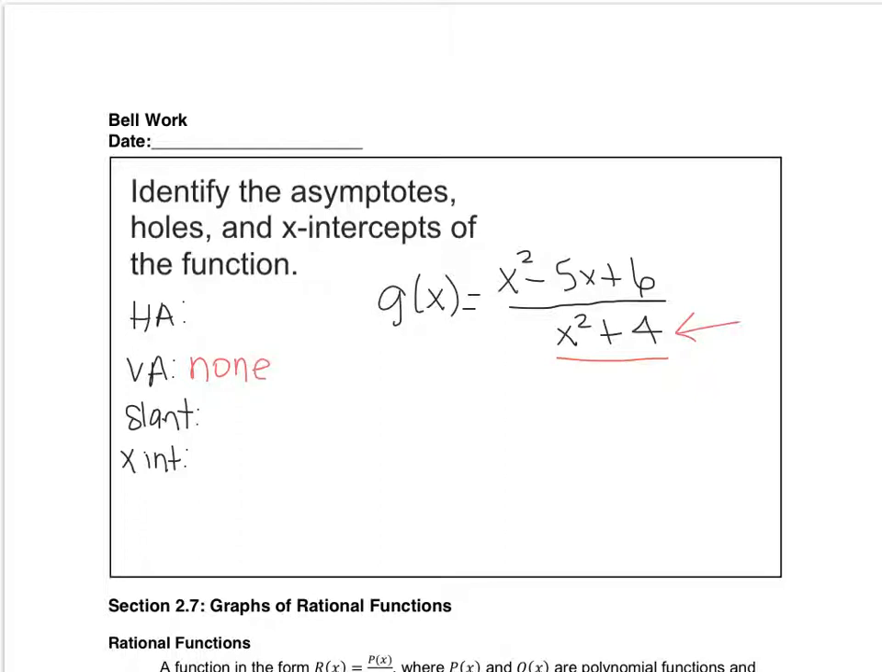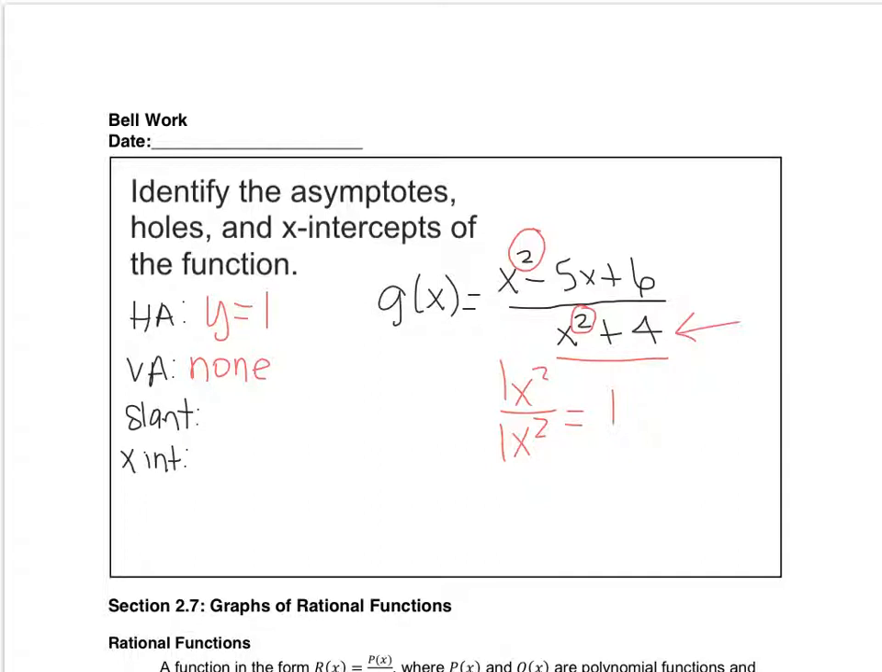A horizontal asymptote is determined by the leading coefficients of the top and the bottom. So if you notice, both powers, top and bottom, are squares. This means that I have a horizontal asymptote at x squared over x squared. Now, my coefficients are 1 over 1. So that means that my asymptote is going to be at y equals 1. Remember, they're always equations, so we need to make sure we write them as equations. So I have a horizontal asymptote at y equals 1.